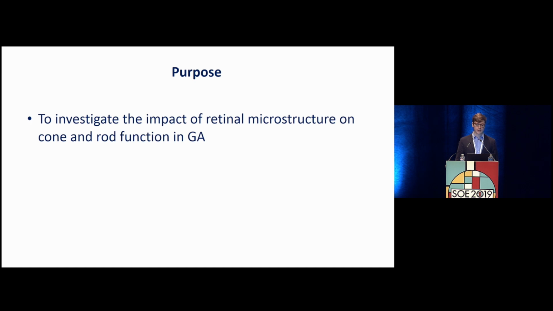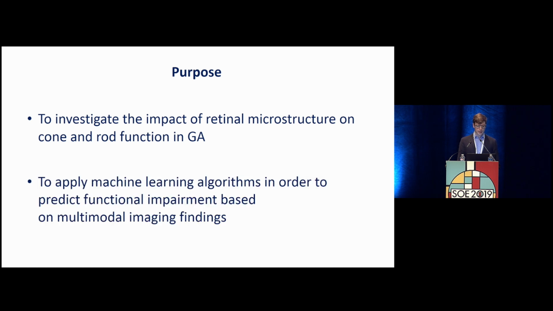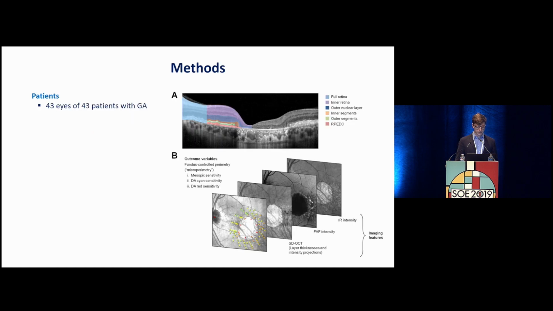So the purpose is to investigate the impact of retinal microstructure on cone and rod function in eyes with geographic atrophy, and to apply machine learning algorithms to then predict function based on structural information only. What we did, we included 43 patients, 43 eyes with GA. We conducted multimodal imaging with these imaging modalities.